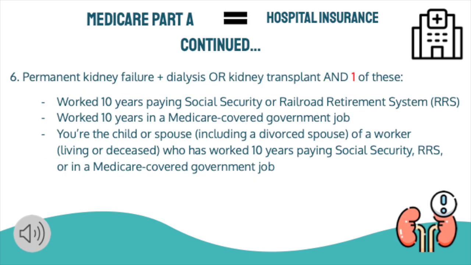And the last criteria is if you have permanent kidney failure and are on dialysis, or if you have had a kidney transplant and meet one of the following criteria. You worked 10 years paying Social Security or the Railroad Retirement System. You have worked 10 years in a Medicare covered government job. You are the child or spouse or divorced spouse of a worker who has worked 10 years paying either Social Security, RRS, or in a Medicare covered job.